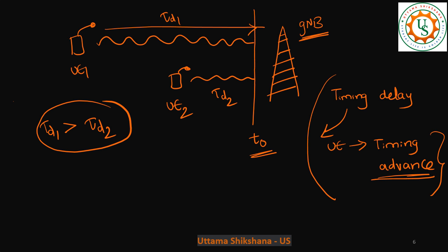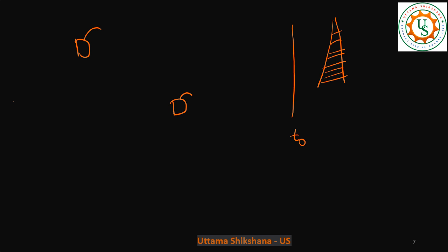Now let me take another slide. UE number one was here, and we expected T0. This is the gNodeB. Now it applied the timing advance correction, so it started much in advance. I will try to draw a different diagram in this case to make it clear.